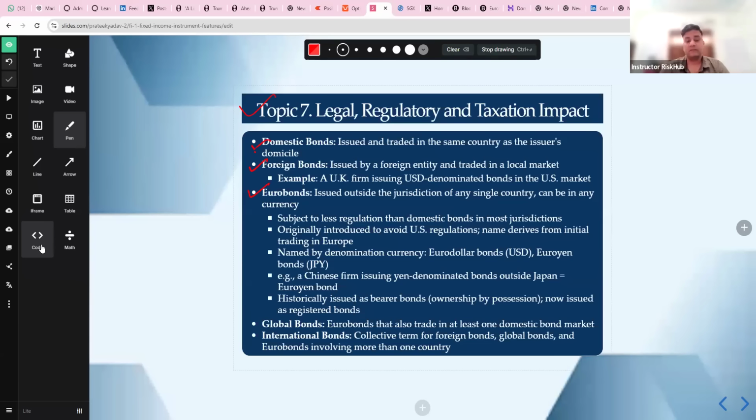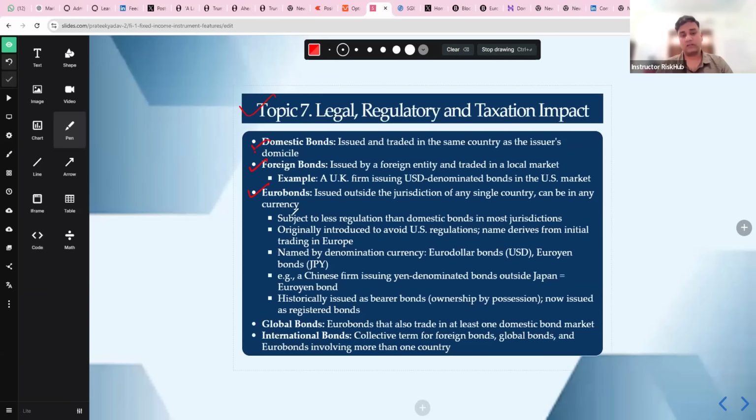So very interesting. It's not about euro currency. A USD bond issued outside the US is your eurodollar bond. A yen bond issued outside Japan is called your euro yen bond, right? The key difference is that with domestic bonds, the issuer is local and the market is local. With foreign bonds, the issuer is foreign and the market is local. With a eurobond, the issuer can be anybody, and the market is generally offshore or multi-country, right?